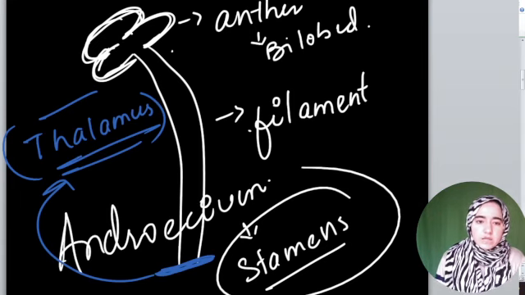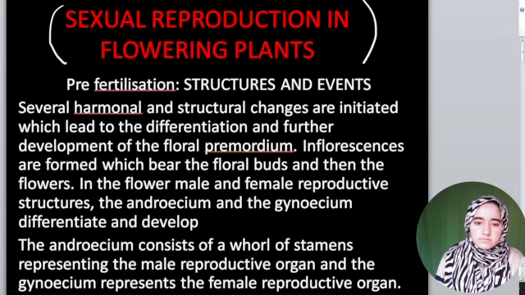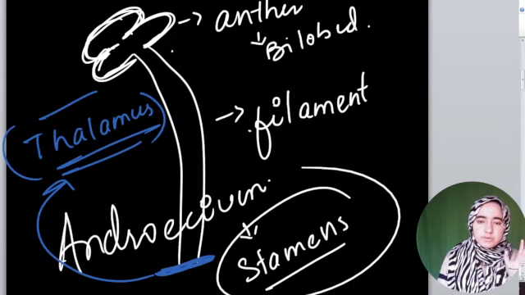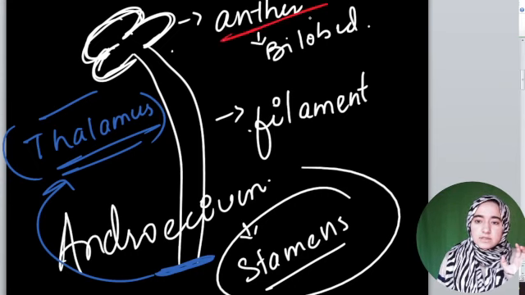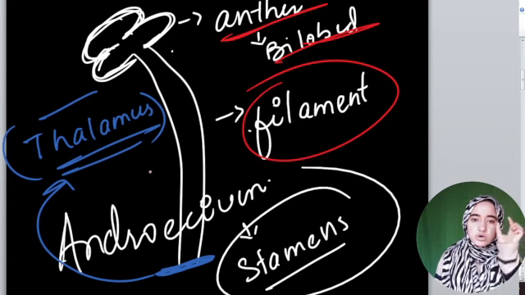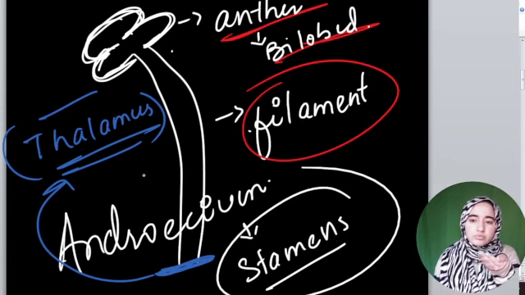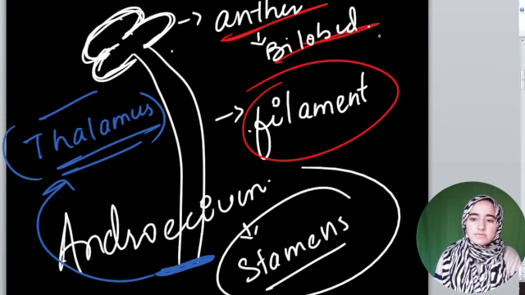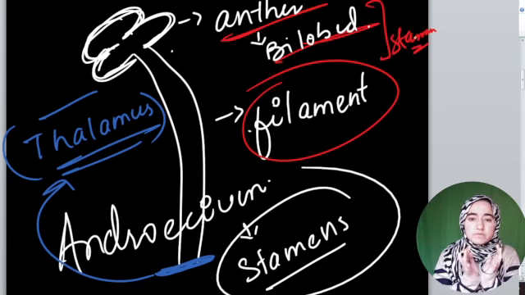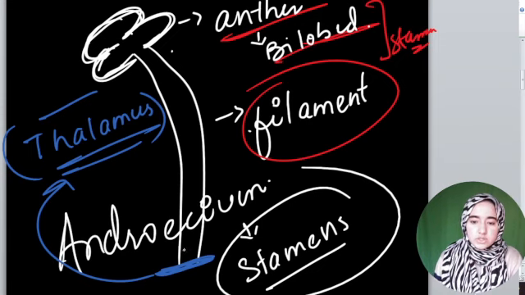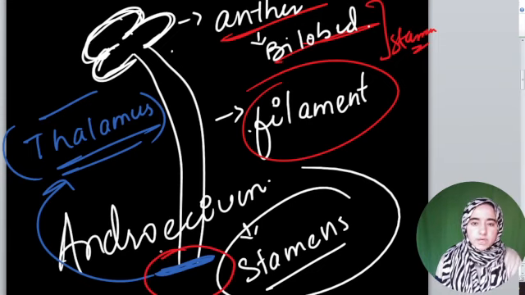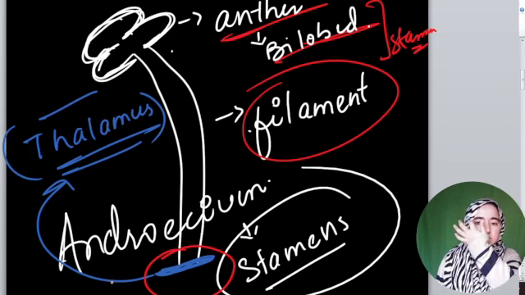Androecium means male reproductive structure and gynoecium means female reproductive structure. Please remember this. Anther is bilobed. It is attached to a long stalk known as filament, and anther and filament together are known as stamen. How is stamen attached to the flower? It's attached through the structure known as thalamus. I hope this concept is crystal clear.